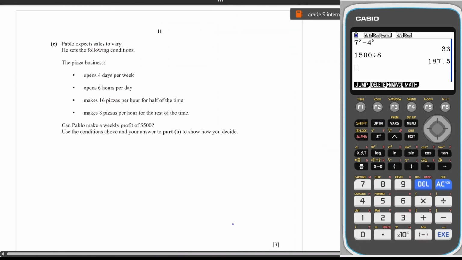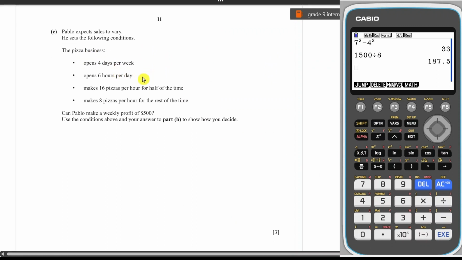Pablo expects sales to vary. He says the following conditions. He opens 4 days per week, 6 hours per day, makes 16 pizzas per hour for half of the time, and makes 8 pizzas per hour for the rest of the time. Can Pablo make a weekly profit of $500? Use the condition above and your answer to part B to show how you decide.